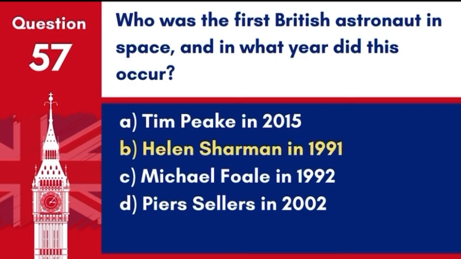Answer: B. Helen Sharman in 1991. Helen Sharman became the first British astronaut to go into space in 1991, participating in the Soyuz mission to the Mir space station.